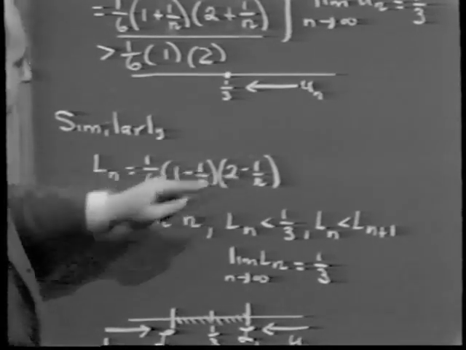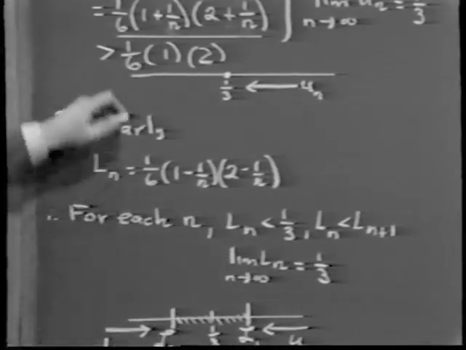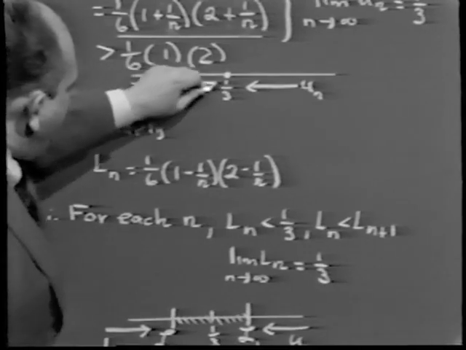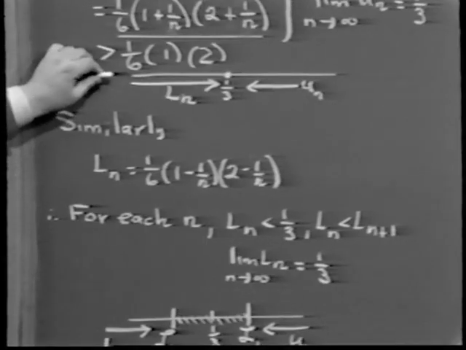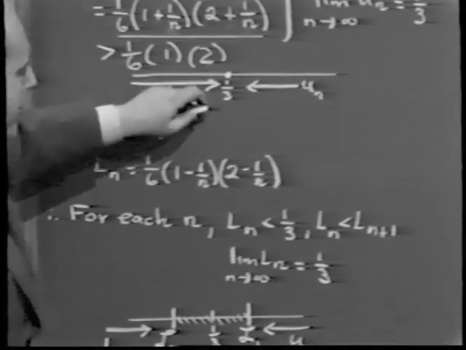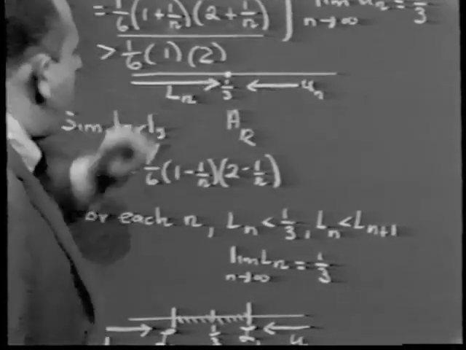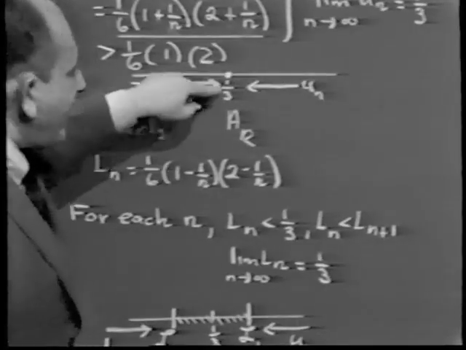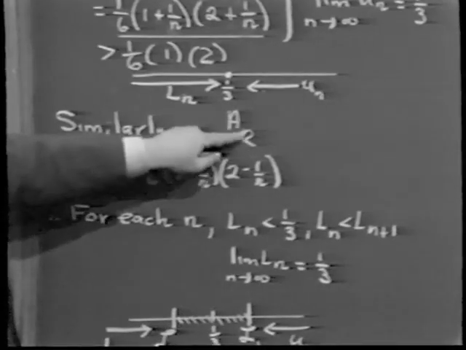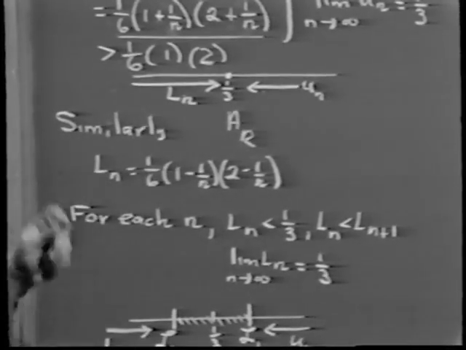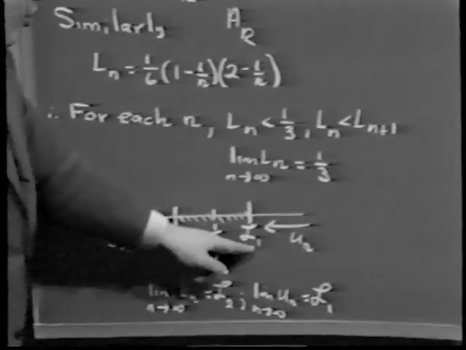In other words, each L sub n is less than 1/3. As n increases, L sub n increases, and the limit of L sub n as n approaches infinity is also 1/3. In other words, if we draw this in back here, look what the L sub n's are doing. They're all less than 1/3, but they move steadily towards the right as n increases, pushing in on 1/3. And since A sub R is always caught between these two, and these two converge relentlessly upon 1/3, it must be, by definition, if there is an area at all, that the area of the region R must be exactly 1/3.